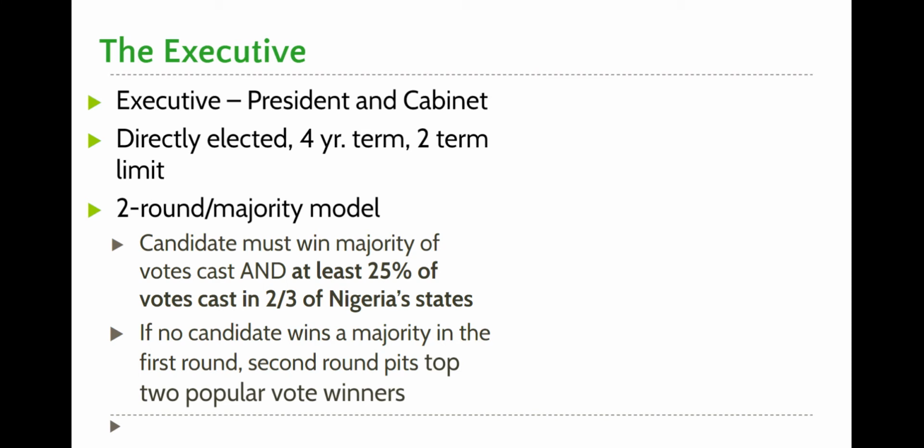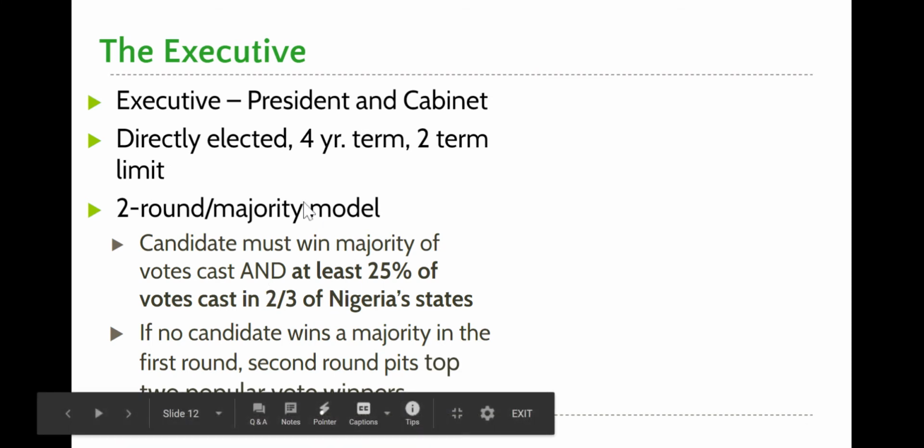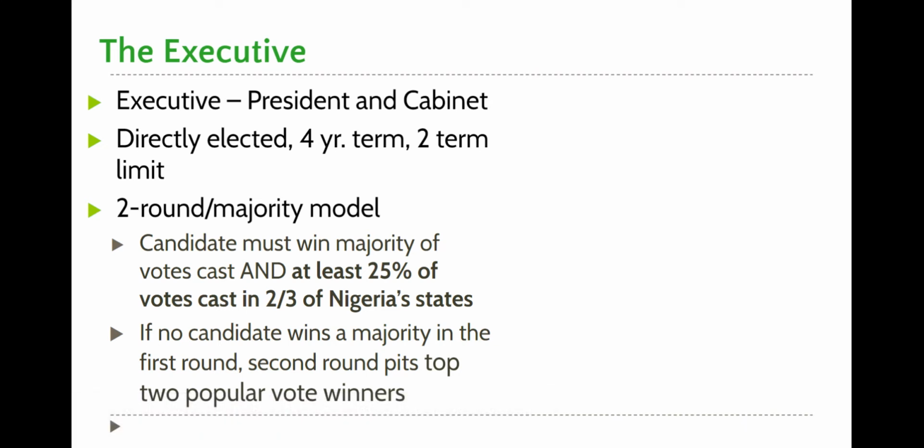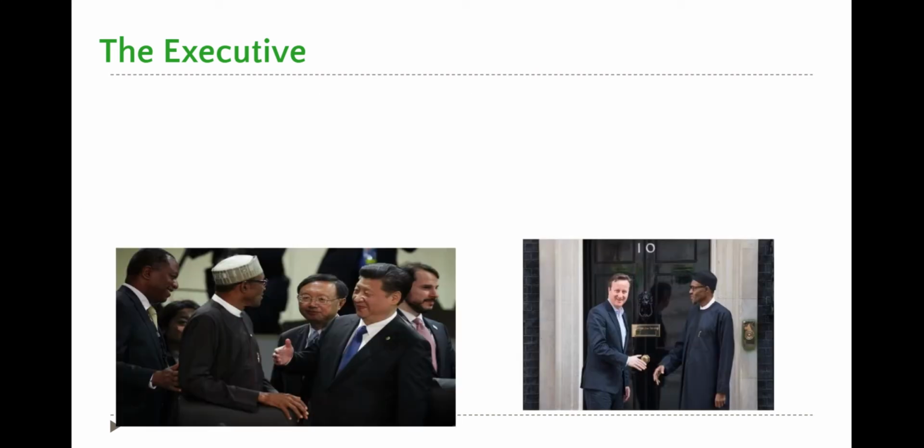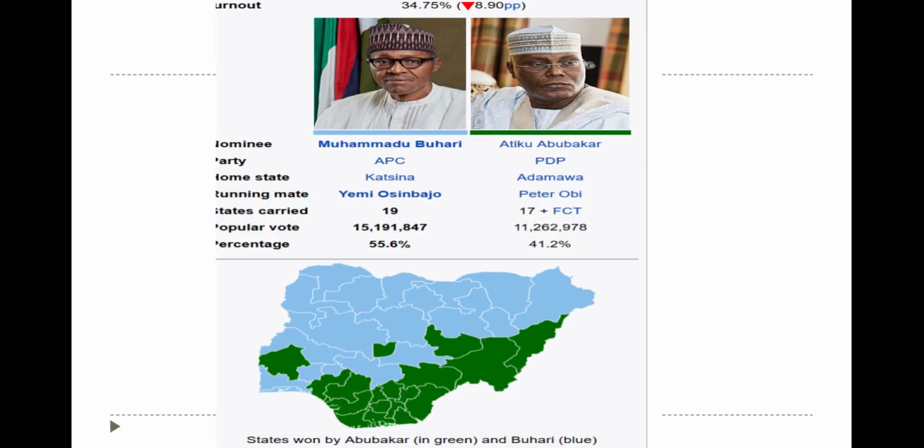So we see what we talked about before with the potential for a runoff election. The candidate must win a majority of votes cast and at least 25% of votes in 2/3 of Nigeria's states. So this has come pretty close to having to have a second round. They have the rule of majority, and then the second rule is meant to ensure that a president doesn't come out of one part of the country, and Nigeria is less likely to splinter along ethnic lines. But we have seen actually that occur in recent years.